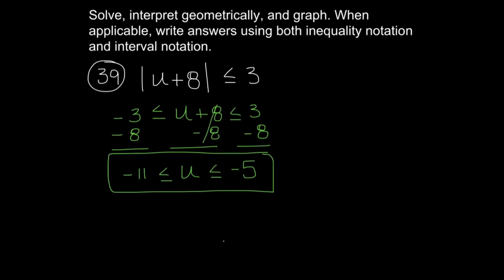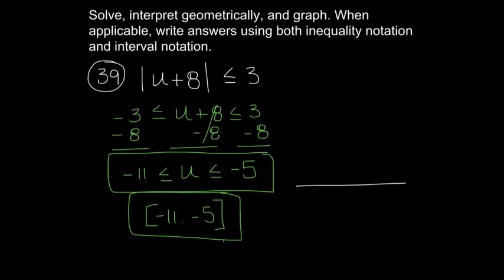As an interval, I can write negative 11 to negative 5. The closed brackets mean that I am including those two numbers. And then to graph, I have my 0, my negative 5, and my negative 11. They get the closed circles because of the less than or equal to, and then I shade everything between.